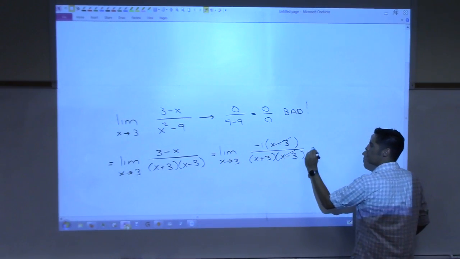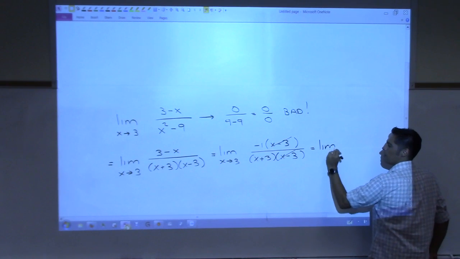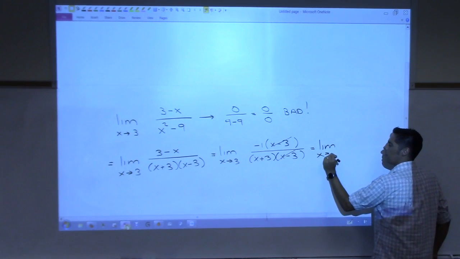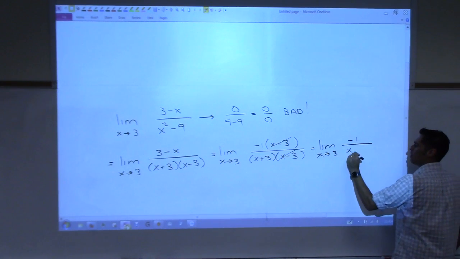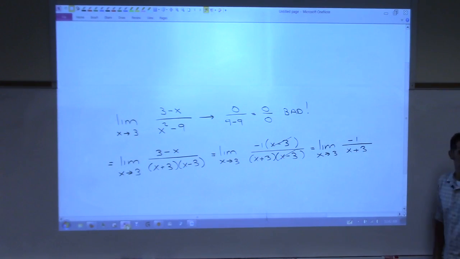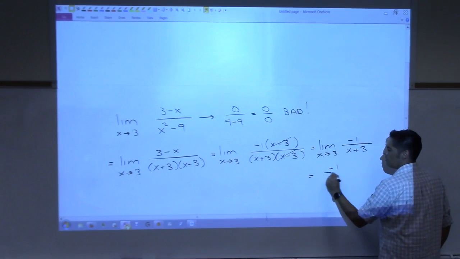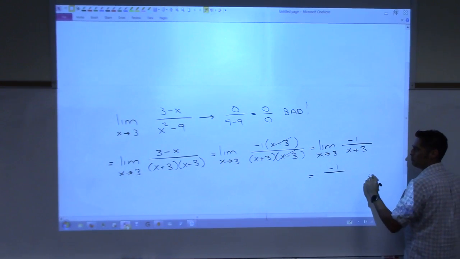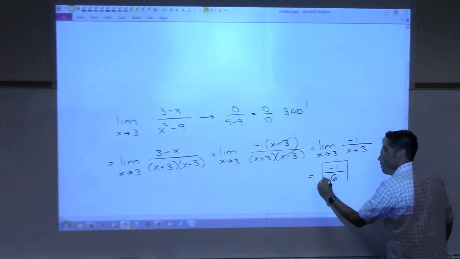Gone, gone, equals, do I drop the limit yet? No. Nope. There's still your x plus 3. Yep, I've still got that. I'm just going to rewrite it. -1 over x plus 3. And now we can drop the limit, yes, because we're not going to have a problem. Good. So -1 over 6. And we got a nice number.